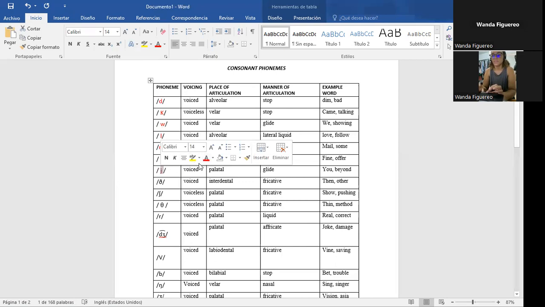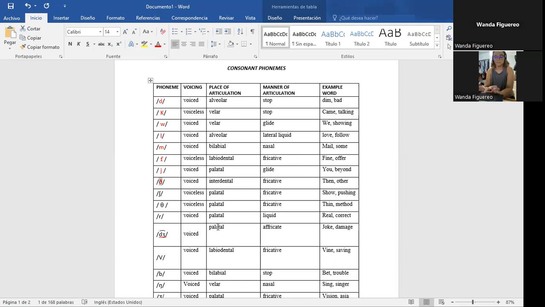And now we have the th sound, like in "then" and "other." It's like a th sound, but interdental.